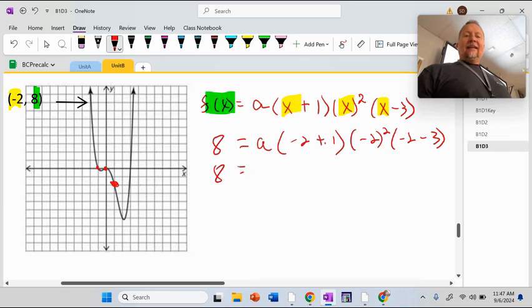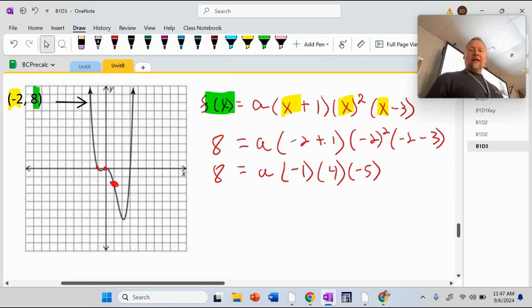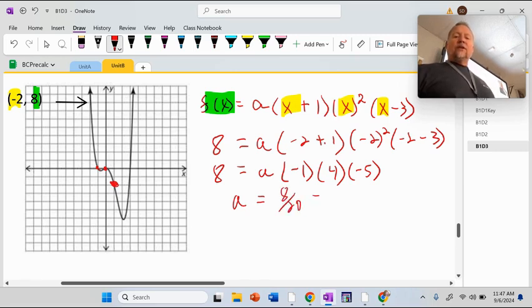Okay, and then 8 equals a, and then let's get these. Is this negative 1, right? And then this is 4, right? And then this is negative 5, right? Okay, so then is this 20? So a equals 8/20ths, which is, I don't want to make this mistake again. 4 goes into 8 twice, 4 goes into 20 five times.